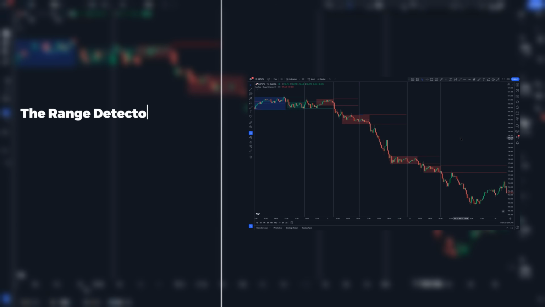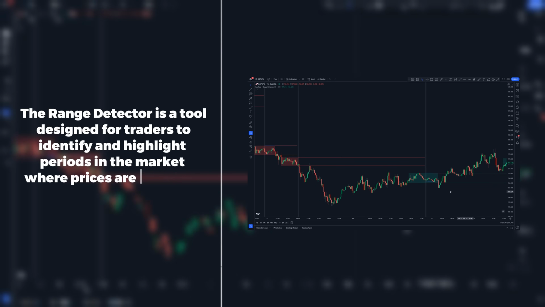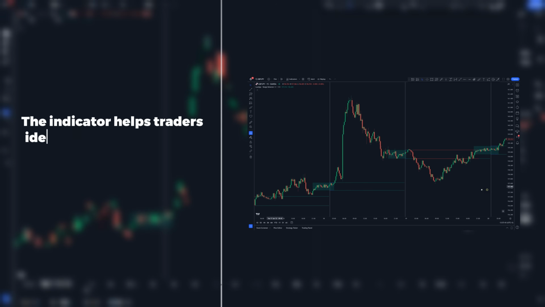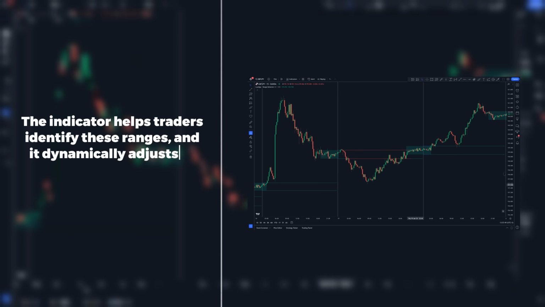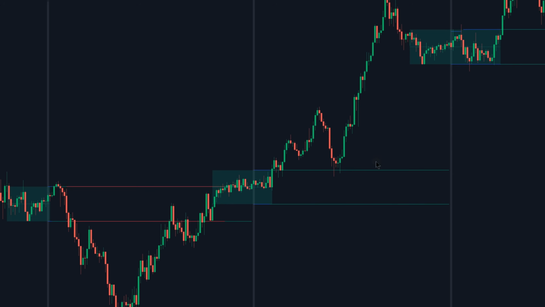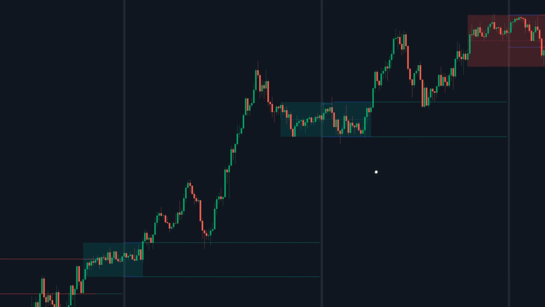The Range Detector is a tool designed for traders to identify and highlight periods in the market where the price is in a state of range-bound movement. The indicator helps traders identify these ranges, and it dynamically adjusts to highlight the extremities of the ranges in real time. Next, we're going to explore how we can use this indicator to trade. But before that, let's take a look at this indicator's components.